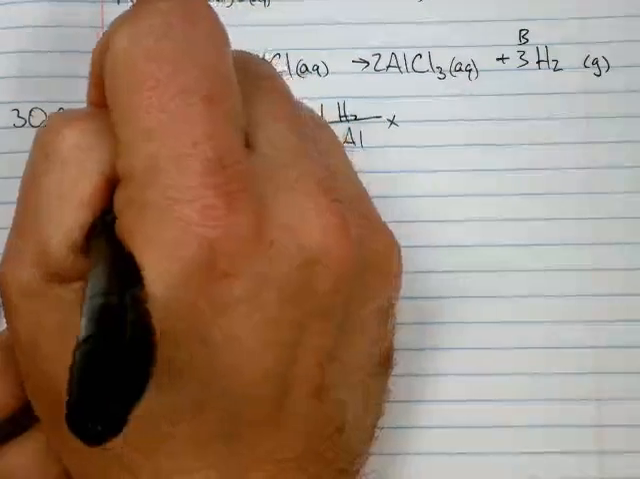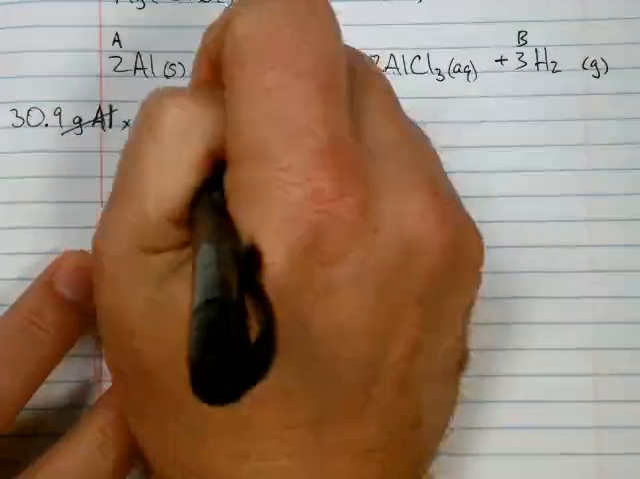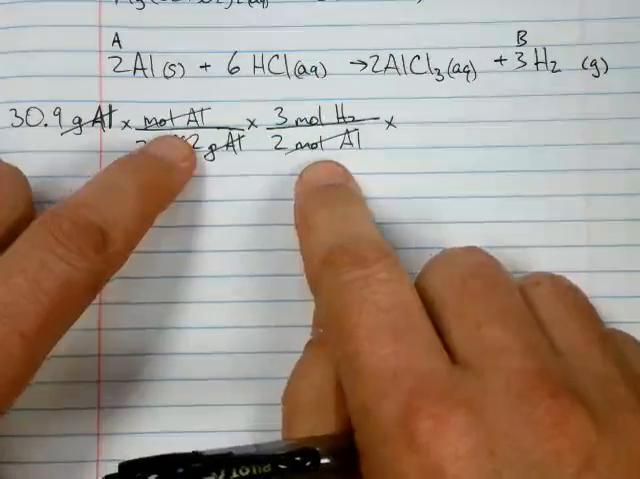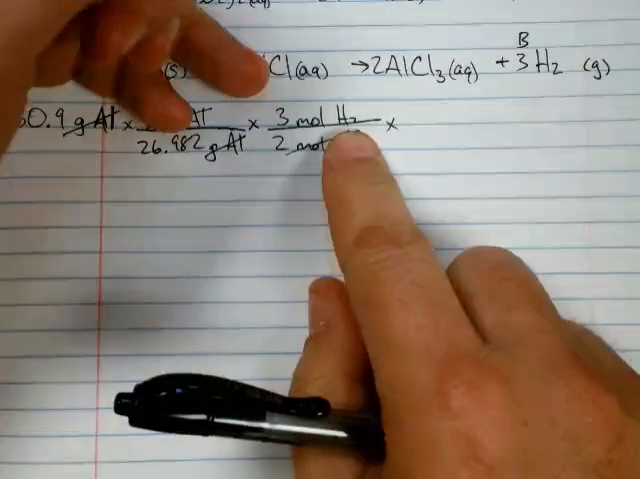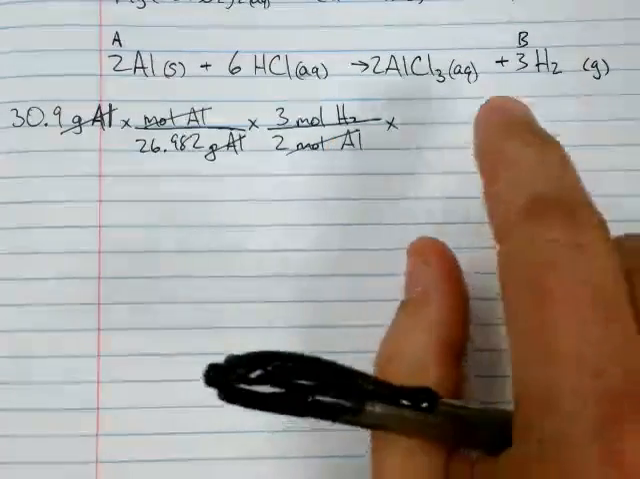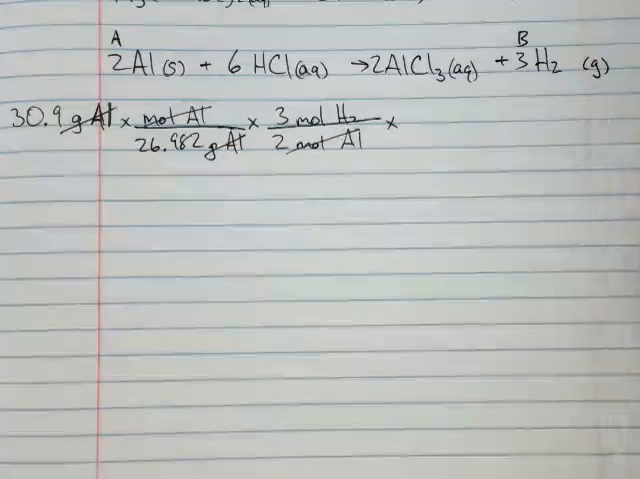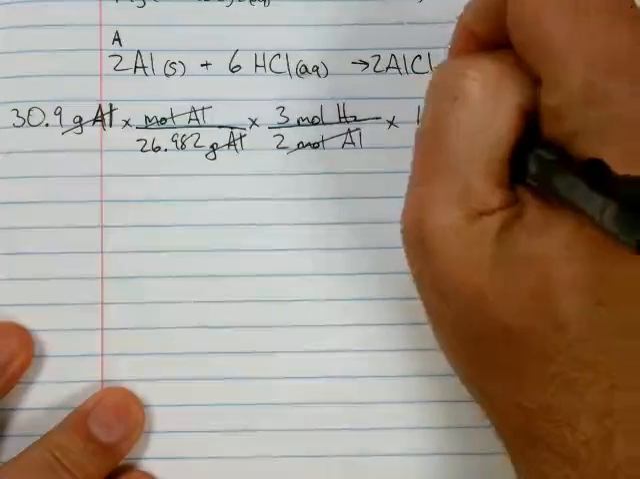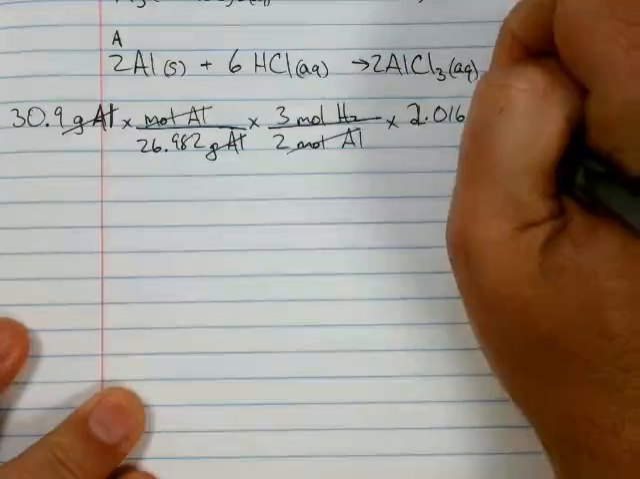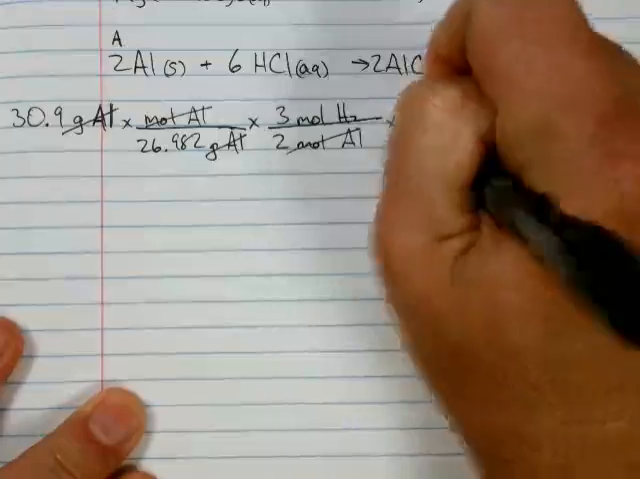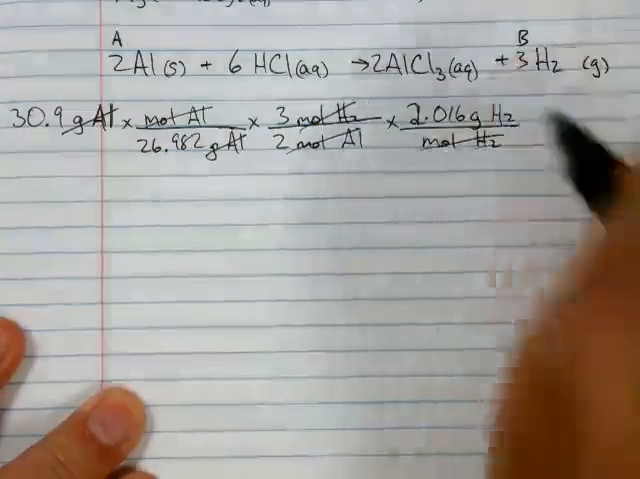Yeah. So if you start off with grams of aluminum, right, that cancels. Moles of aluminum cancels. So now we're left with moles of hydrogen. So we've converted from aluminum to hydrogen. So when we get the molar mass in our next step, we're getting the molar mass of what? Hydrogen. So that's 2.016 grams of H2 over a mole of H2. Moles cancel.